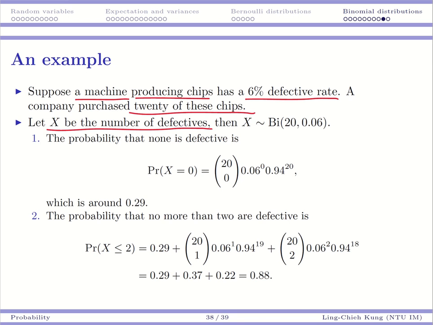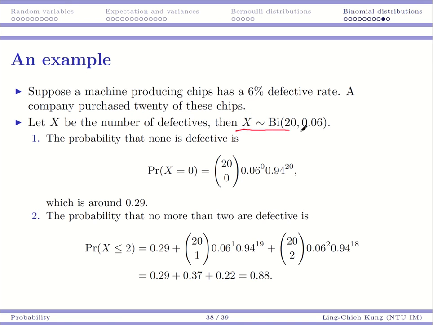So it's possible for us to see no broken chips, 1 broken chip, 2 broken chips, up to 20 broken chips. All are possible. Even if the probability is just 6%, it's still possible for you to see 18 defectives, 19 defectives. Well, that's possible. But anyway, we may count the probabilities.